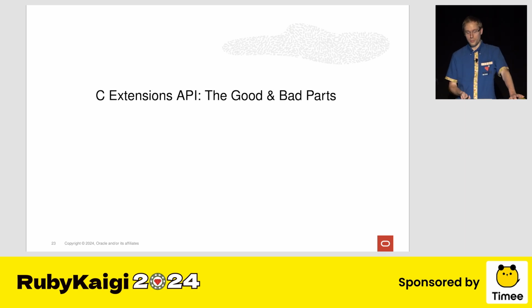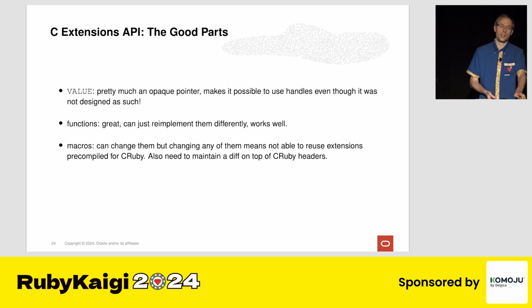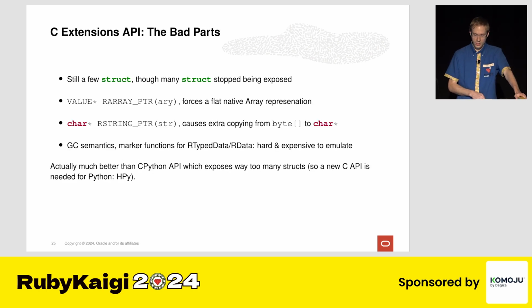And I want to talk very briefly about the good and the bad parts of the C extension API. So the good part is this VALUE type we saw in the beginning. It's pretty much an opaque pointer. So technically, you can use handles for it, even though this API never thought that handles would be used. So it's kind of accidental, but working in a good way. And functions in this API are great. We can just re-implement functions differently on TruffleRuby than they are on CRuby, and that just works, no problem. Macros are a bit trickier, because if we change them, then we cannot reuse any precompiled extension, and we have to maintain a diff on top of CRuby headers. But it's all possible. So let's go to the bad parts. Typically, the bad parts are structs.